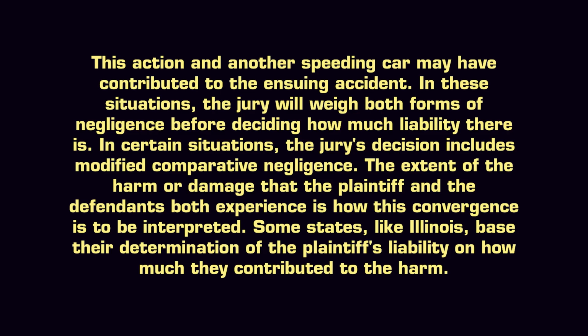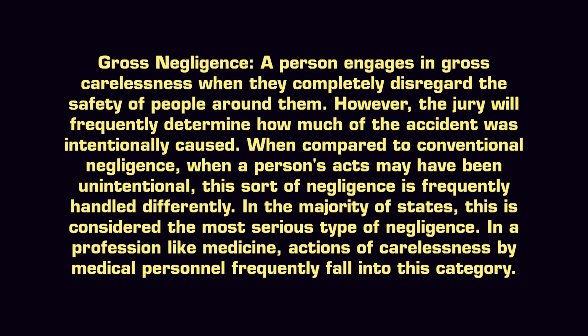losses or damages sustained. For instance, someone might have been texting while operating a vehicle. This action and another speeding car may have contributed to the ensuing accident. In these situations, the jury will weigh both forms of negligence before deciding how much liability there is. In certain situations, the jury decision includes modified comparative negligence. The extent of harm or damage that the plaintiff and the defendants both experience is how this convergence is to be interpreted. Let's discuss the next negligence, that is gross negligence.